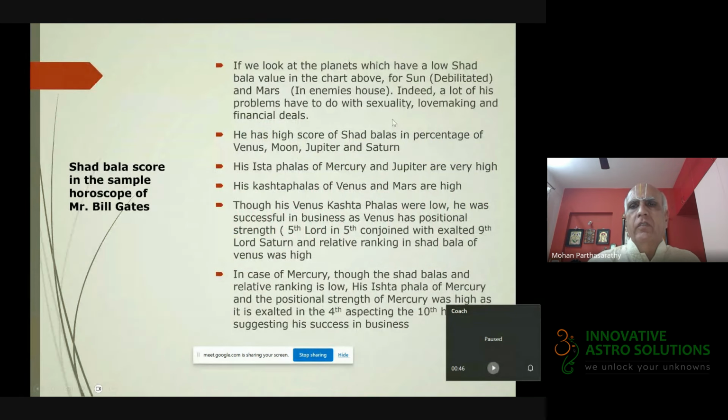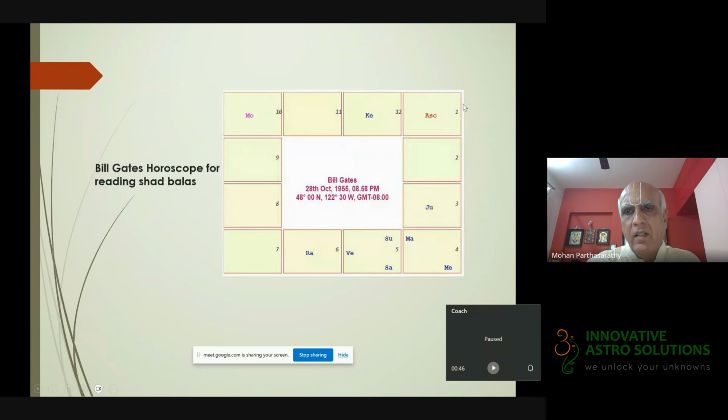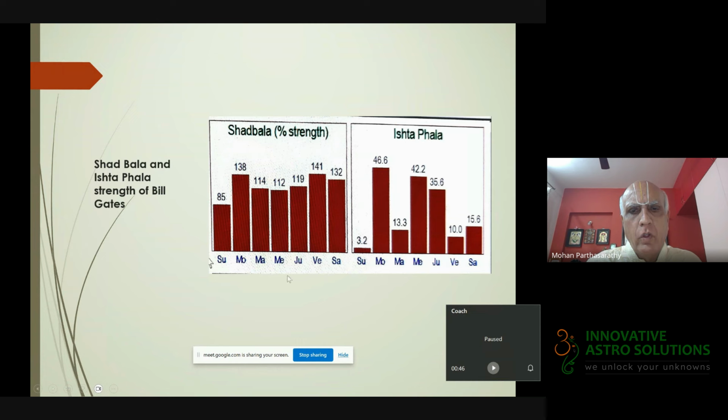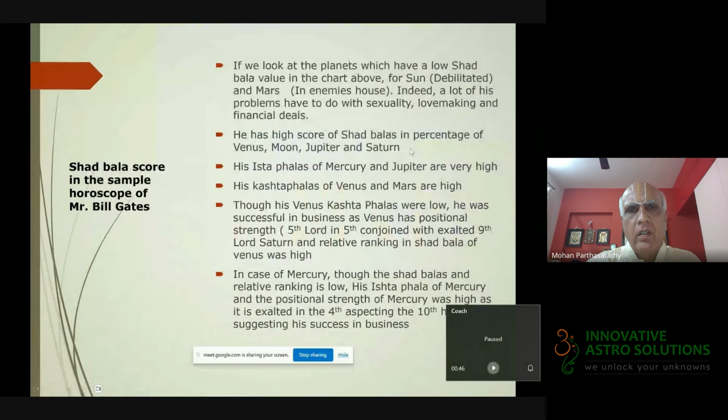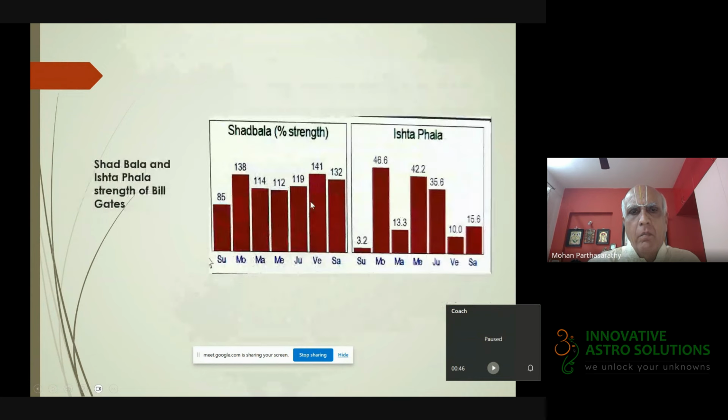If you look at the planets which have a low Shadbala in the chart, the Sun is debilitated here in the fifth house. The Shadbala score is also lowest, 85, and Ishtapala is also very low, 3.2. The Sun is not supportive, and it is debilitated. And Mars also is not okay. You see Mars, it has 114 Shadbala strength, and Ishtapala is 13.3, which is lower.